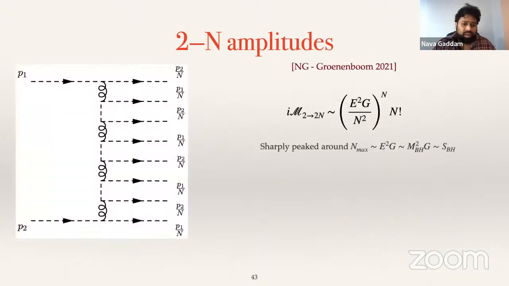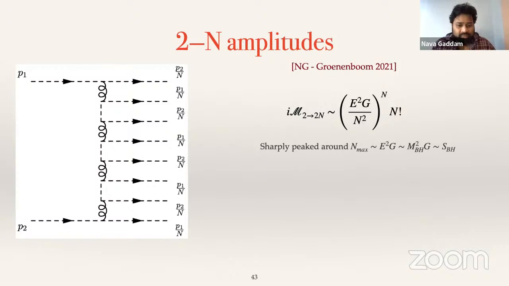So the Feynman diagrams look like this, where you have 2 particles that exchange gravitons. In this case, I only included 3 vertices that come from the graviton coupled to the stress tensor, but you could correct this diagram by including all kinds of other interactions.